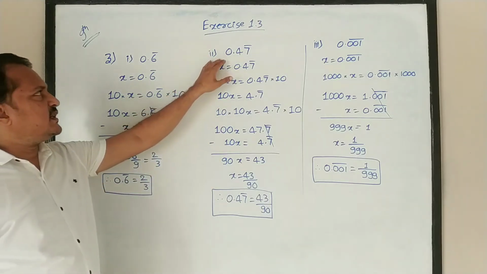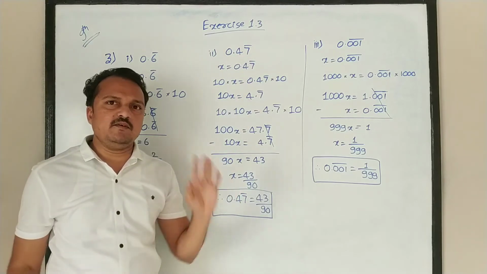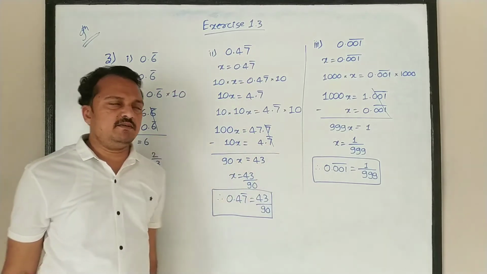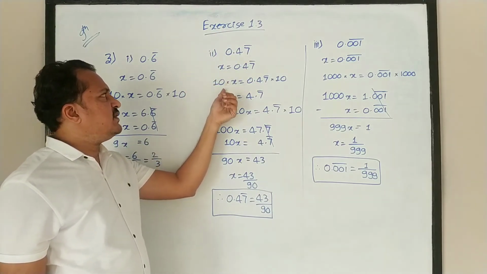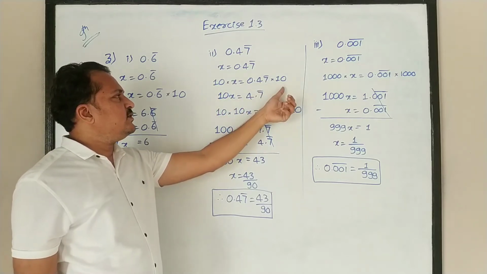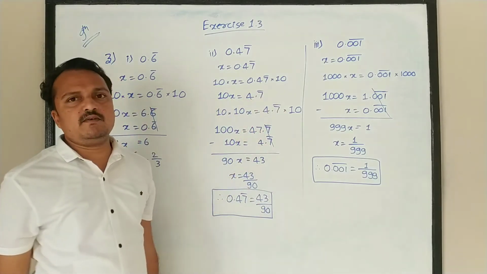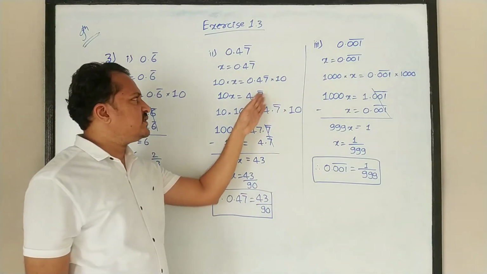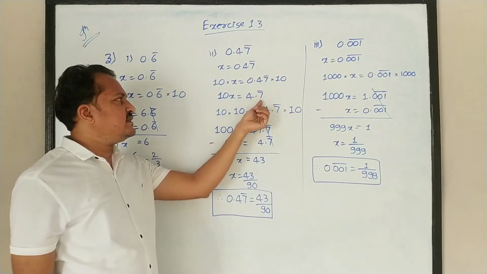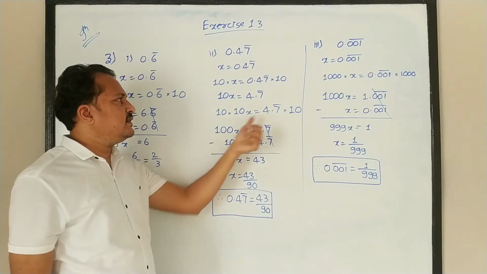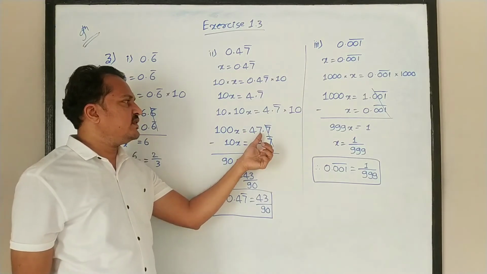Same here, the second one, 0.47 bar. First there is one digit, 4, which is not repeating; only the digit 7 repeats continuously. So first I will take this 4 before the decimal point. I will multiply by 10, giving 10x, and 4 comes before the decimal: 4.7 bar. Now all the repeating digits are after the decimal, so from this point our problem begins. Only one digit is repeating, so multiply by 10 again: 10 tens are 100, and 4.7 bar into 10 is 47.7 bar. One 7 is before the decimal.